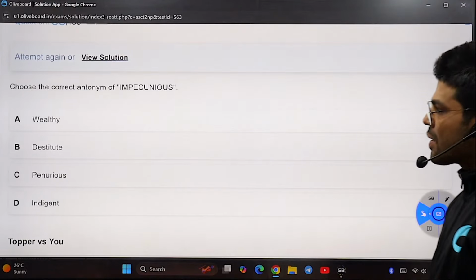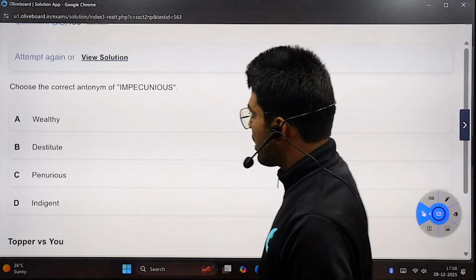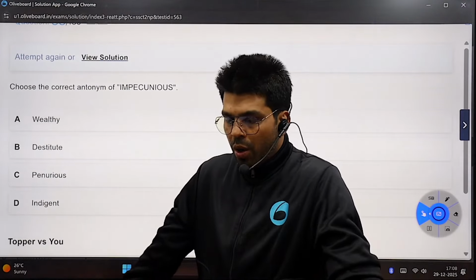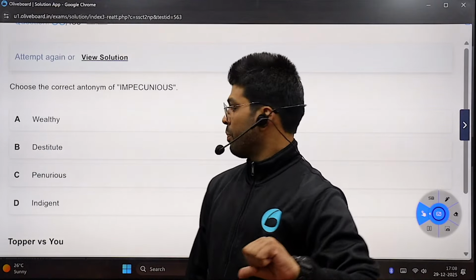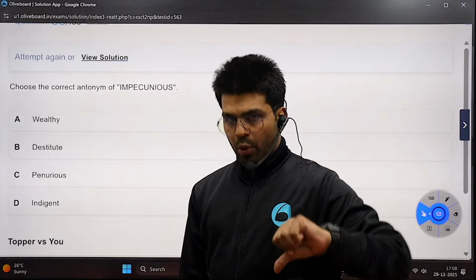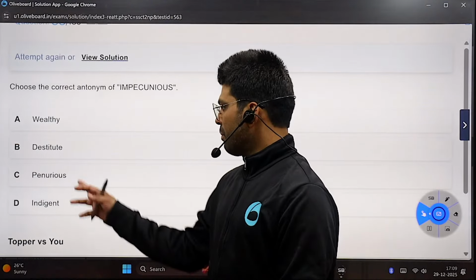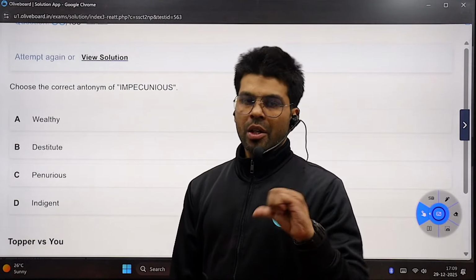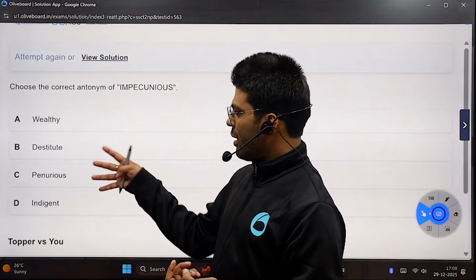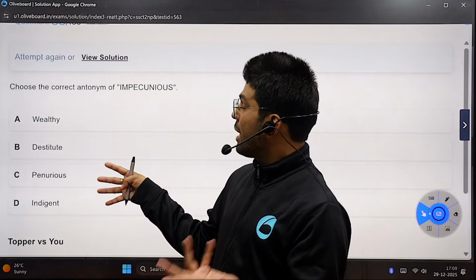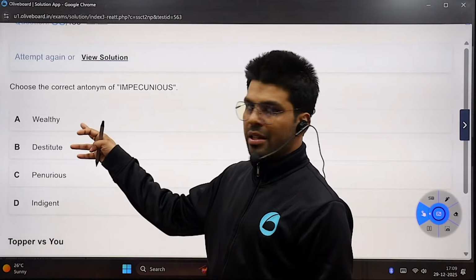We know the answer, we can eliminate also. Destitute, lacking all possessions, poor. Indigent, poor. It's not indignant, which is angry. Penurious, lacking money, poor once again. These three are synonymous. They can't be the antonym or synonym of anything else. That's the odd one out.